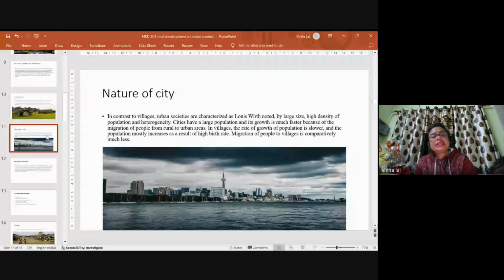This is the nature of the city, in contrast to the village. Urban society is characterized, as noted by Louis Wirth, by large size, high population density, and heterogeneity. These are the nature of the city.